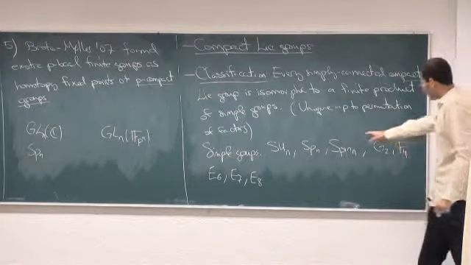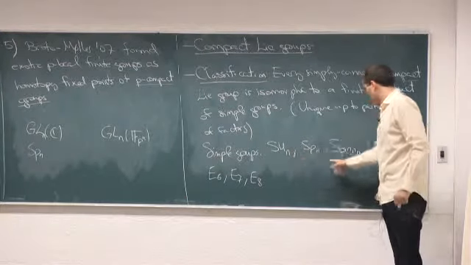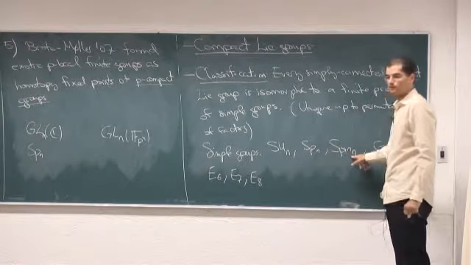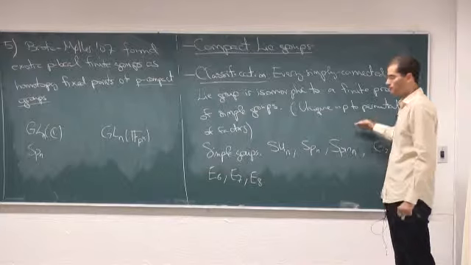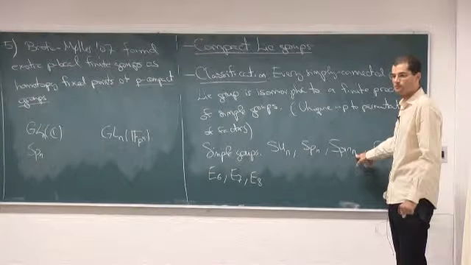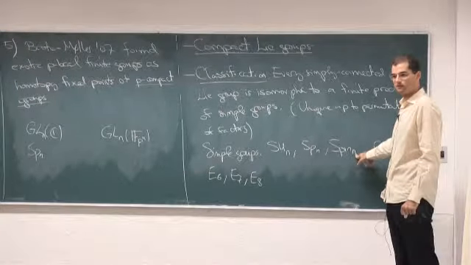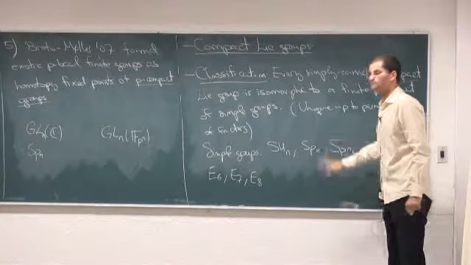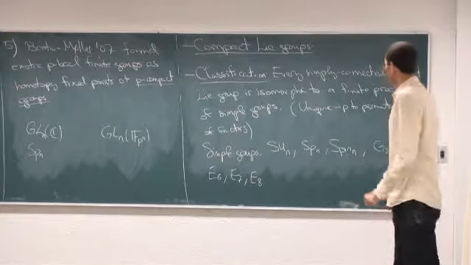Also, let me just say that some of these infinite families are not simple for some values of n. So you need to specify n bigger than something. I think for spin you need n bigger than 4, because spin 3 is not simple. But let me just say that there are some restrictions here. Okay?